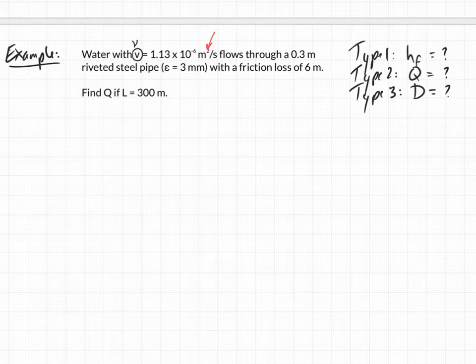Water with a viscosity of 1.13 times 10 to the minus 6 meters squared per second flows through a 0.3 meter riveted steel pipe with an epsilon of 3 millimeters with a friction loss of 6 meters. Find Q if the length of the pipe is 300 meters.